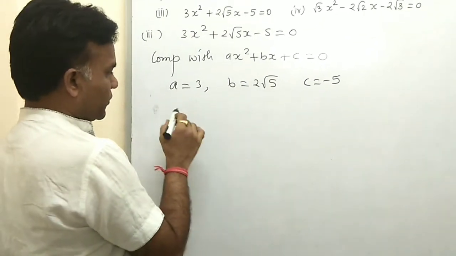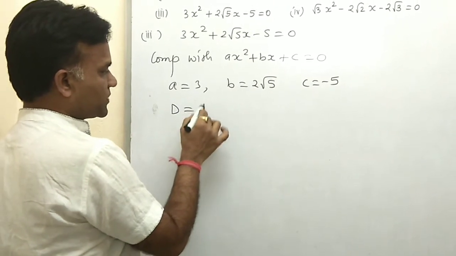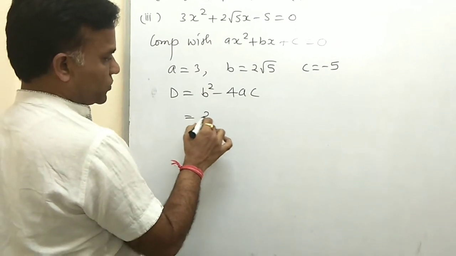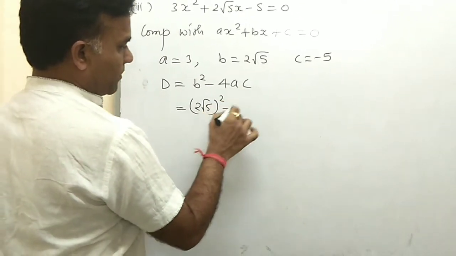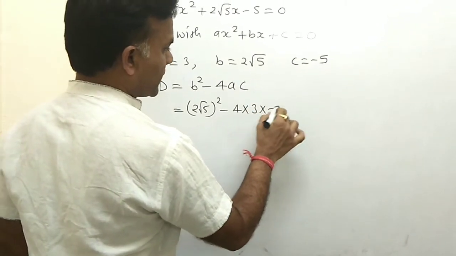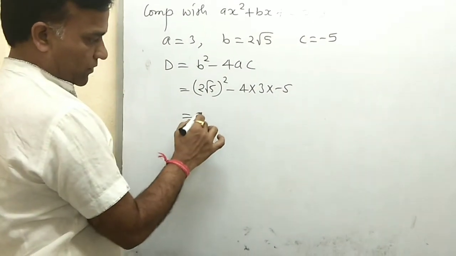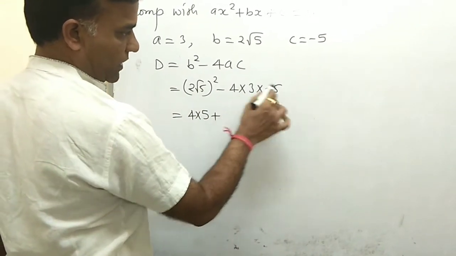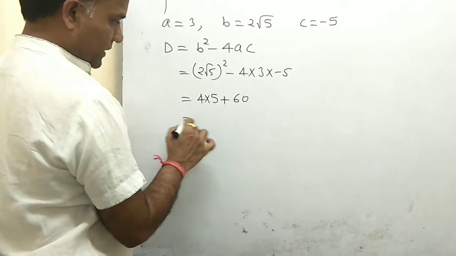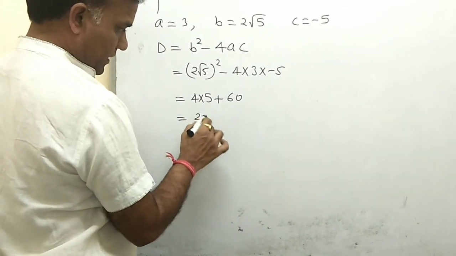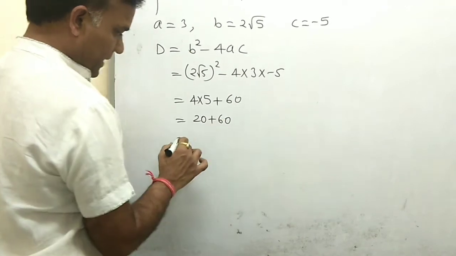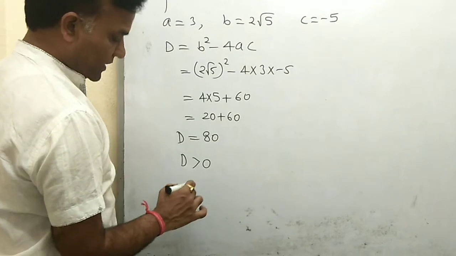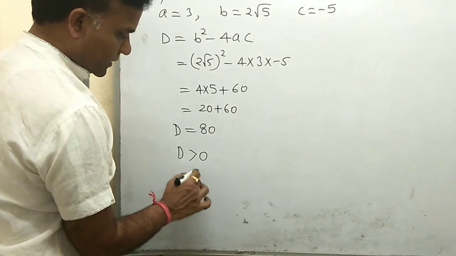Then first we find the discriminant D, that is b² − 4ac, because first we check the nature. So we have (2√5)² − 4 × 3 × (−5). 2 squared is 4, √5 squared is 5, minus minus is plus, 4 × 3 is 12, 12 × 5 is 60, and 4 × 5 is 20, plus 60, that is 80. The result is positive, so D > 0, which means the roots are real.